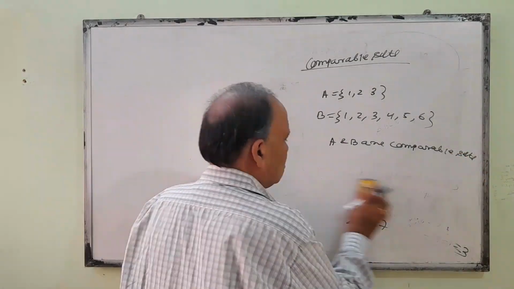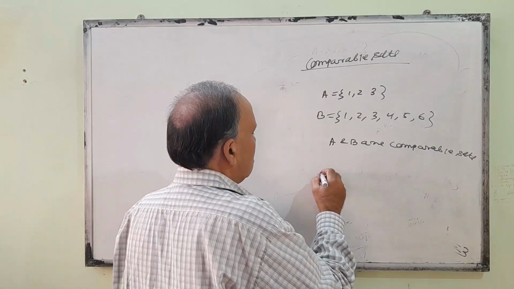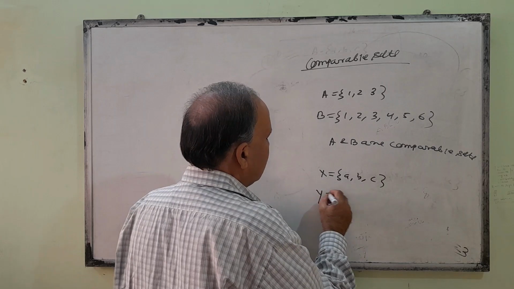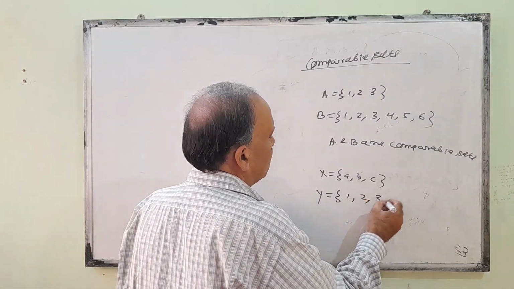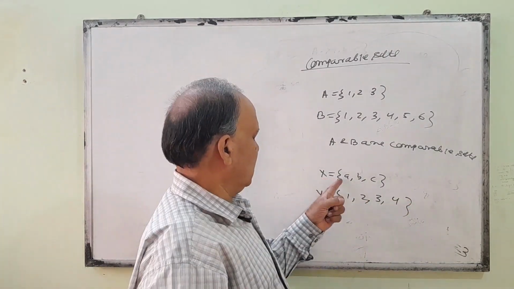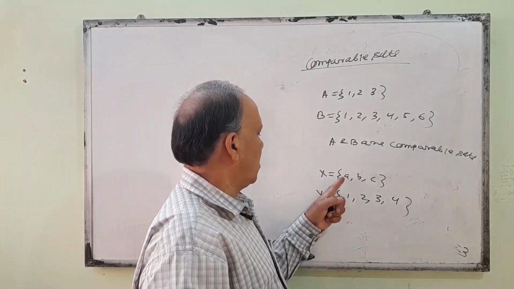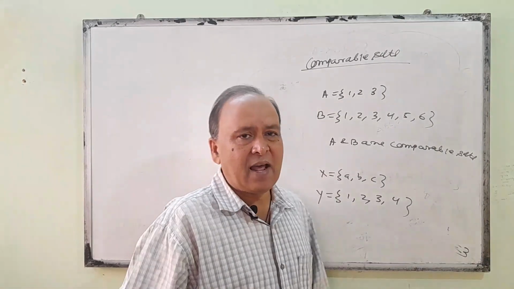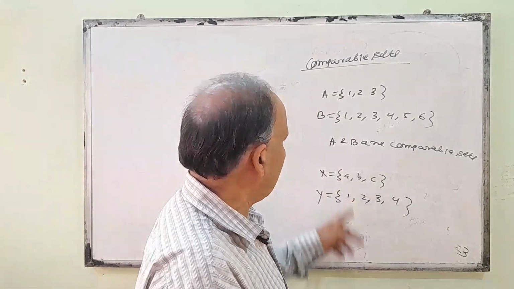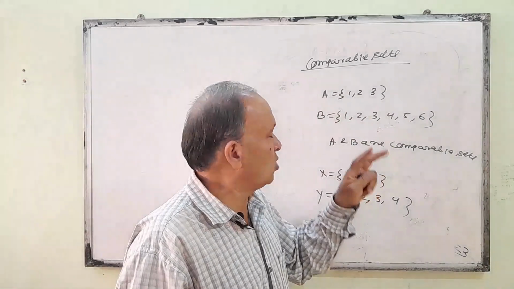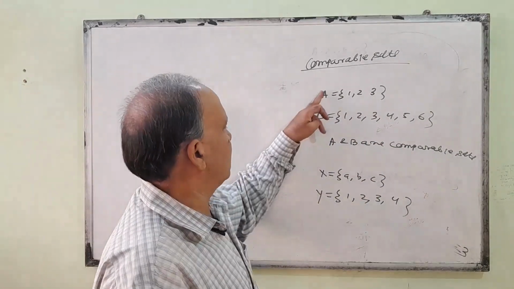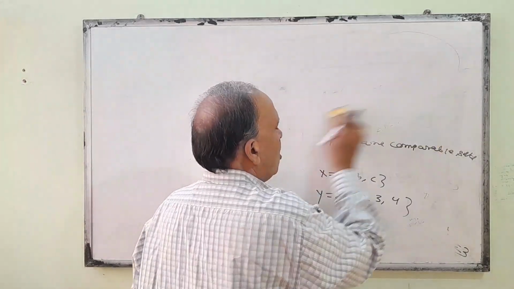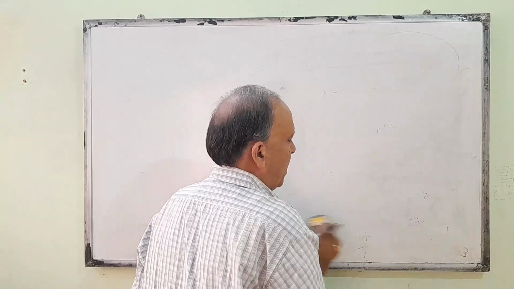But there are some sets, I am giving another example. Suppose X is equal to {a, b, c} and Y is equal to {1, 2, 3, 4}. Here X is not a subset of Y and Y is not a subset of X. So we can say X and Y are not comparable sets. These are non-comparable, these are comparable. Two sets are said to be comparable if either A is a subset of B or B is a subset of A. You can compare the sets.